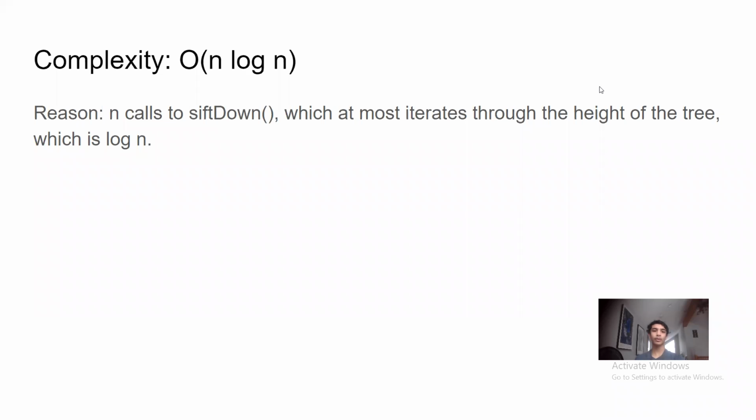The complexity of heap sort is big O of n log n. And the reason is we make n calls to shift down, which at most iterates through the height of the tree, which is log n.